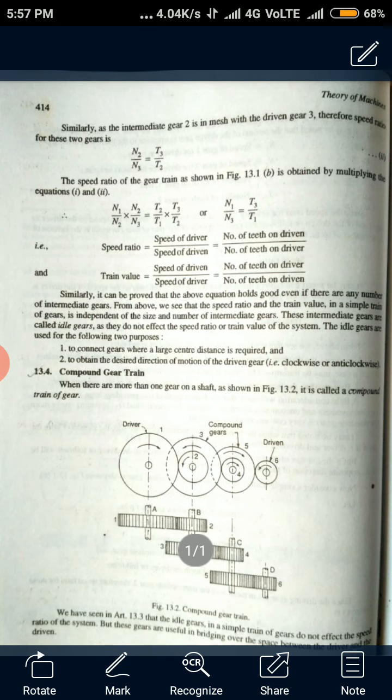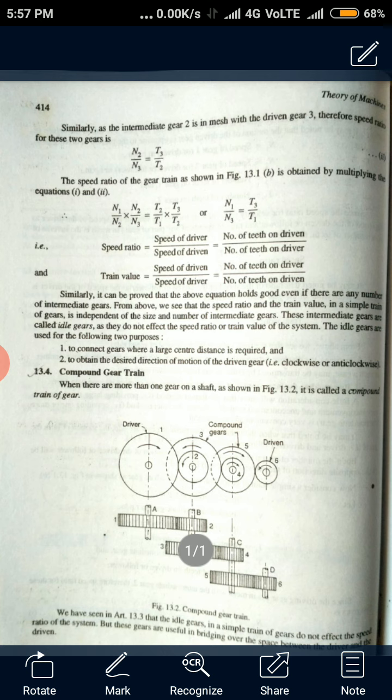So now you see here. Similarly, the intermediate gear 2 will act as the driver and gear 3 will act as the follower. In that case, how do you write the speed ratio? N2 by N3 equal to T3 by T2, inversely proportional. So the speed ratio for the entire setup for sketch B is obtained by multiplying equation 1 and equation 2, so the N1 by N2 and N2 by N3 ratios.